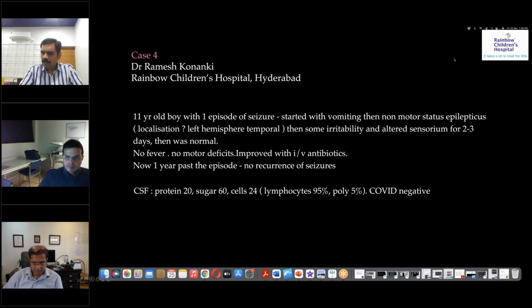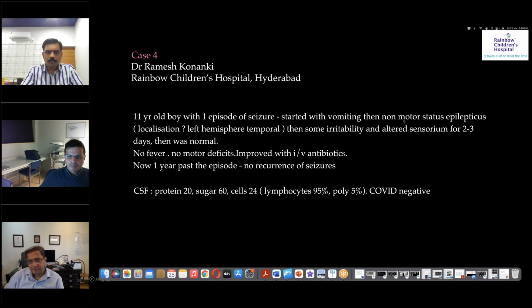For that episode, there was a CSF done which showed what is shown here: protein 20, sugar 60, and cells, there was mild pleocytosis with lymphocyte predominance, and COVID was negative. So the question for the imaging was whether it is some form of viral encephalitis or a demyelination-like picture. Because at that time there were no other sequences done, and now also the child does not have any deficit, but the prior imaging was a little doubtful.